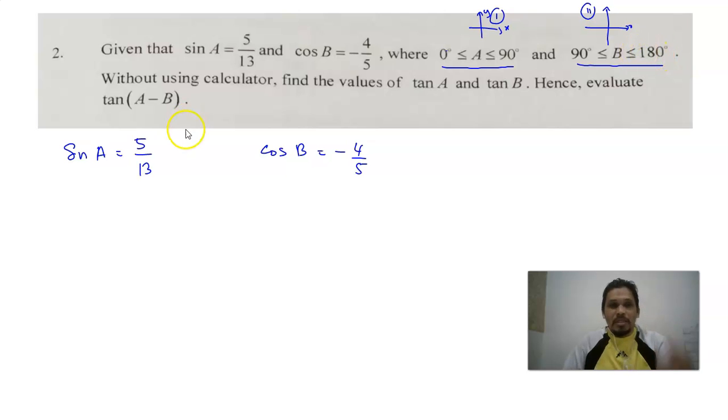Okay. So without using calculator, meaning that in this case, the question wants us to show the solution one by one. So class, in examination, if you show the answers without a proper solution, proper steps, even though the final answer is correct, we consider that as incorrect. Okay. So now we are going to find, without using calculator, the values of tangent A and tangent B, and then evaluate tangent A minus B.